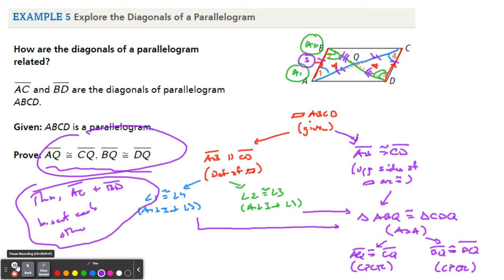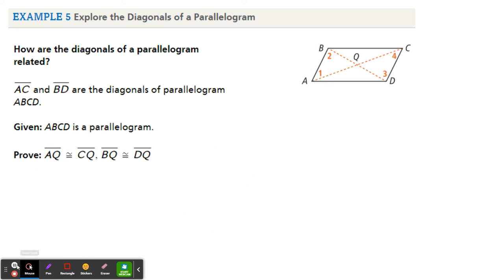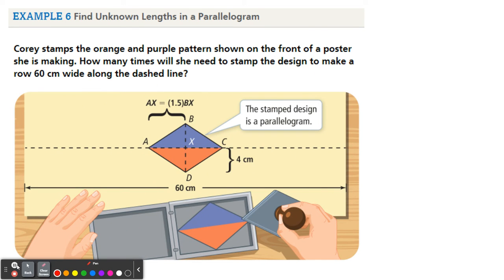All right, very good. Okay, so let's do one example problem, and then we'll be done with this video. Okay, so it says Corey stamps the orange and purple pattern shown on the front of a poster she is making. How many times will she need to stamp the design to make a row 60 centimeters wide along the dashed line?